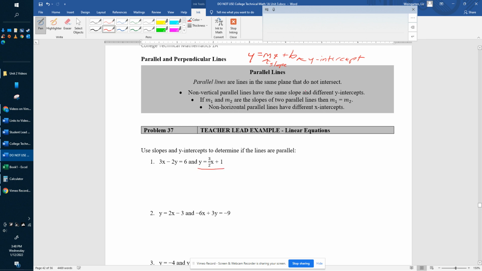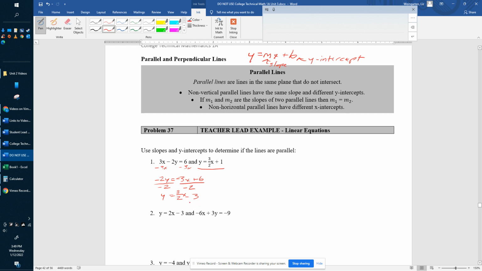This equation is already in the form y equals mx plus b. So let's solve this equation for y as well, see if we get the same slope. So we're going to have to subtract 3x from both sides. We get negative 2y equals negative 3x plus 6. Divide both sides by negative 2. Remember to divide the 6 by the negative 2 as well. Y equals 3 halves x minus 3. Look at the slopes. This slope is 3 halves. This slope is 3 halves.